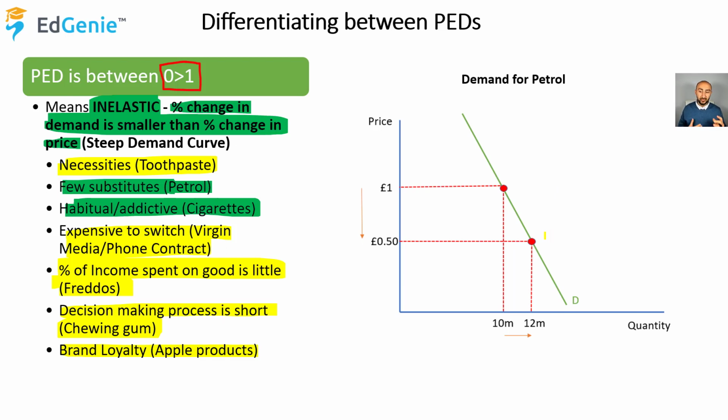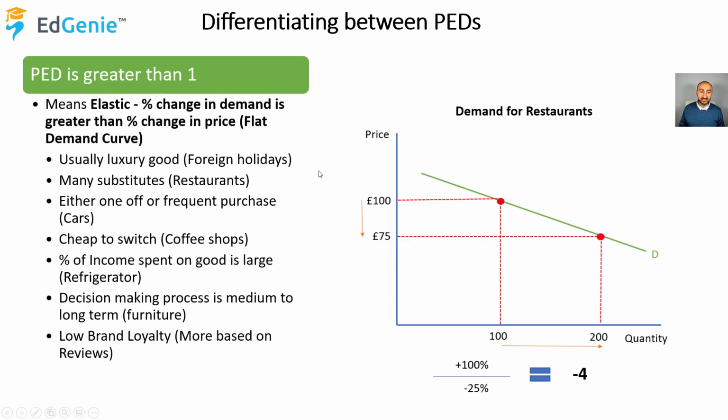Right, moving on. Now this is kind of the complete opposite. Can you see that the demand curve here is now much flatter? And here we're discussing elastic price elasticity. This is where price elasticity is greater than 1. We call it elastic when the number is greater than 1.